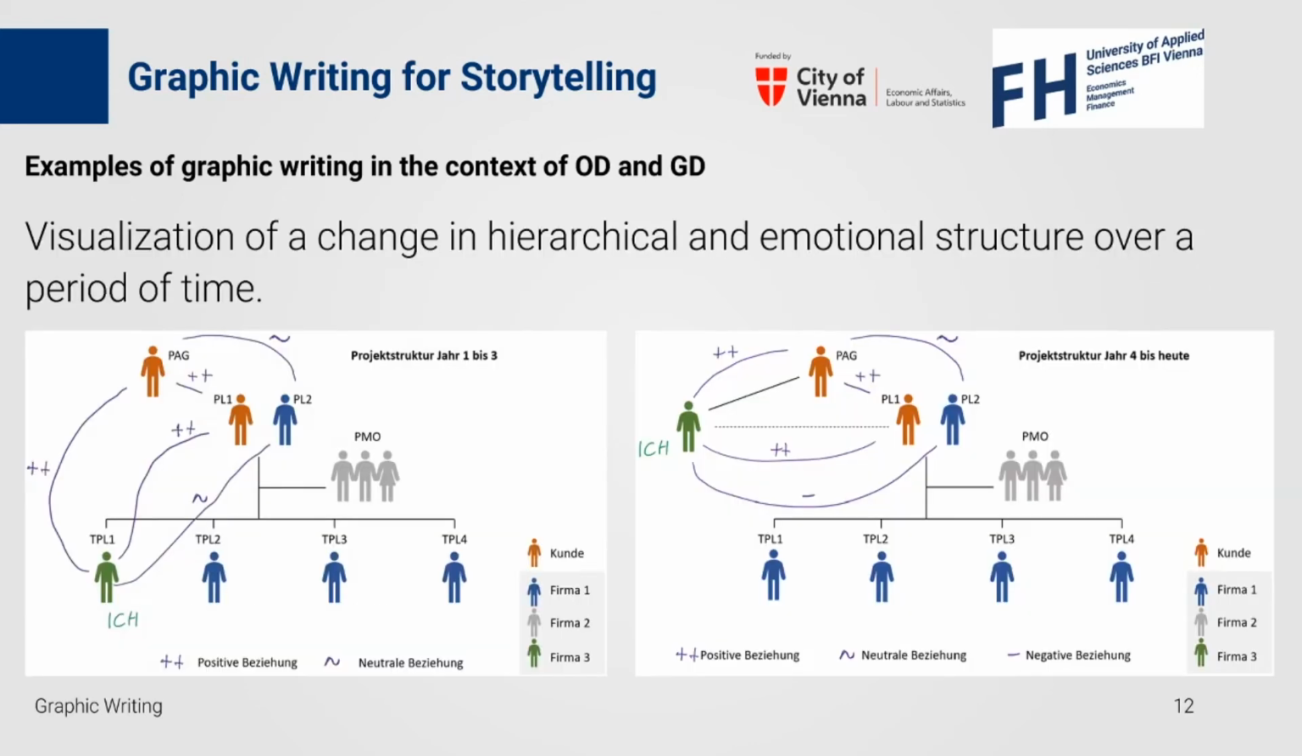Another example is that here you can see the student used a combination of computer designed hierarchy and of computer designed pictures of people symbolizing the hierarchy, and he also made some connections, some social connections between the people, and he used different symbols for positive relations, for neutral relations, and for negative relations. As you can see, the variety of options is large. Pretty much this was a visualization of a change in hierarchical and emotional structure over a period of time.